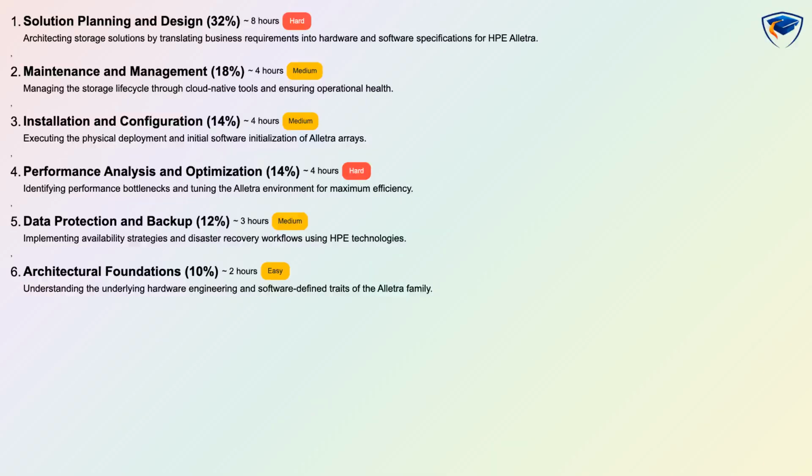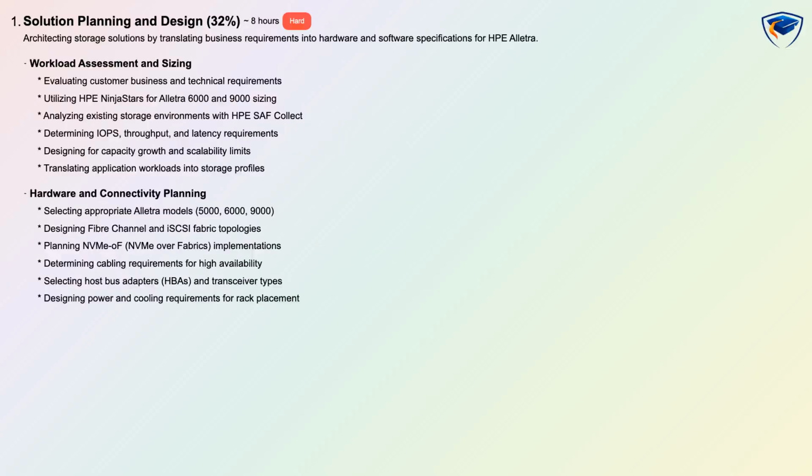Solution planning and design is 32%, maintenance and management is 18%, installation and configuration is 14%, performance analysis and optimization is 14%, data protection and backup is 12%, and architectural foundations is 10%. This breakdown shows a strong emphasis on planning and design, with practical installation, management, optimization, protection, and foundational knowledge supporting that core skill set. Solution planning and design is 32% of the exam and is rated hard.